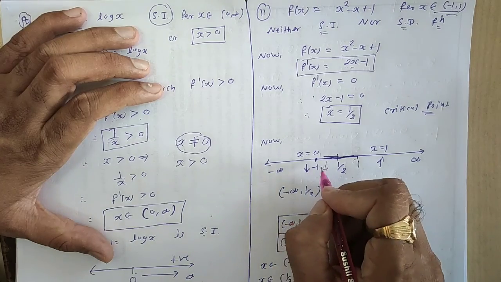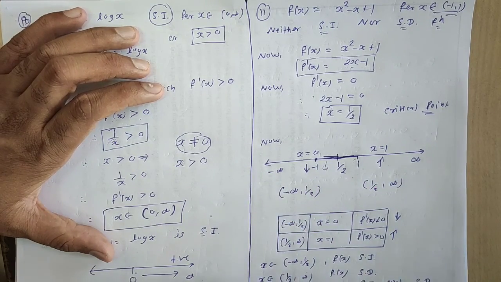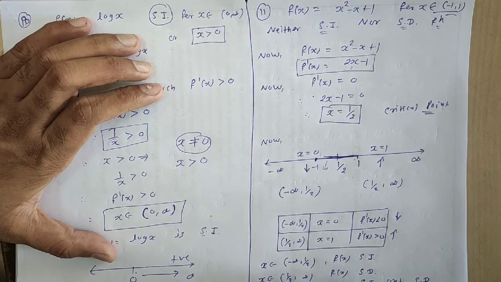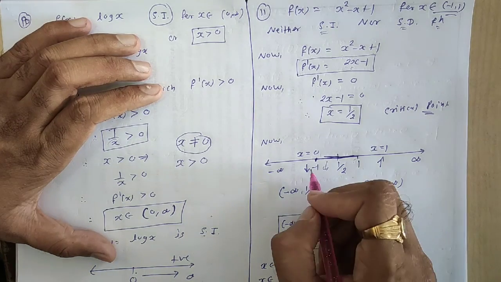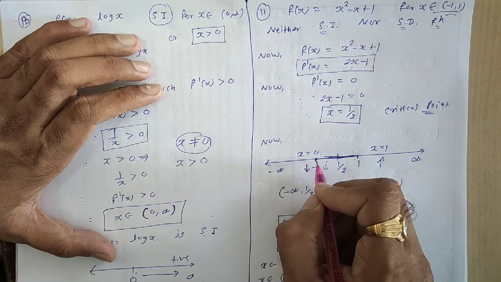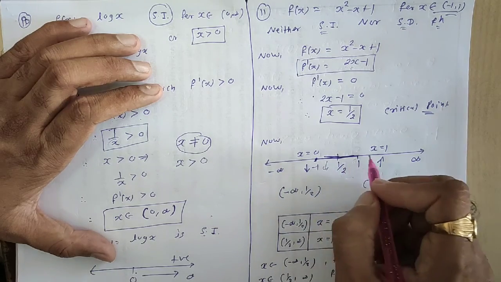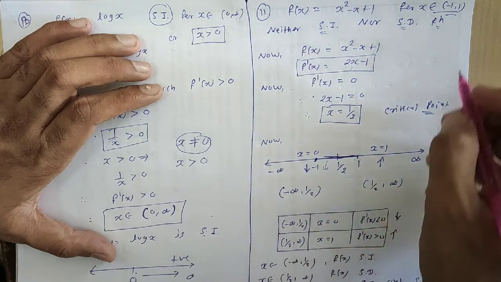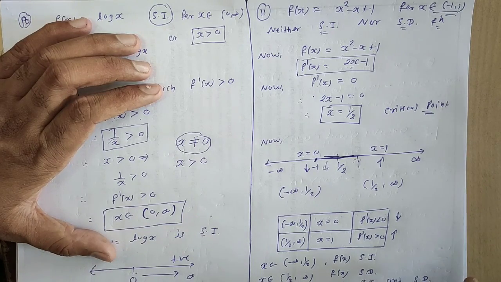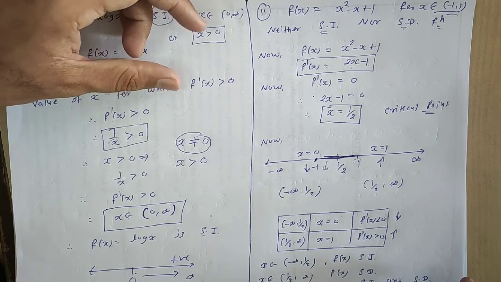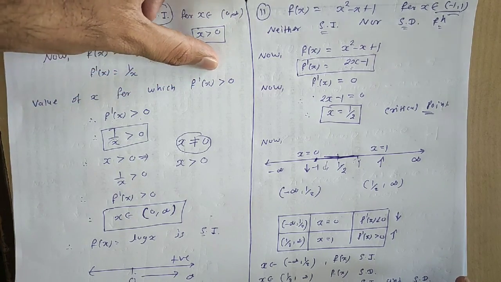Then for this interval it is both decreasing and increasing. So therefore we can say that our function is neither strictly increasing function nor strictly decreasing function. Clear? Because function is strictly decreasing for minus 1 to 1 by 2, and it is strictly increasing function for 1 by 2 to 1. So for this interval minus 1 to 1, it is increasing as well as decreasing. So function is neither increasing nor decreasing function. Clear? So this is your question number 11.